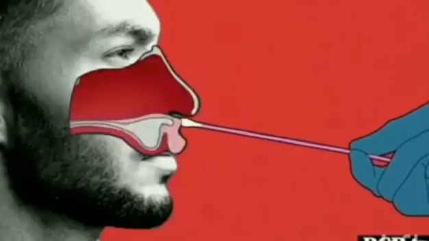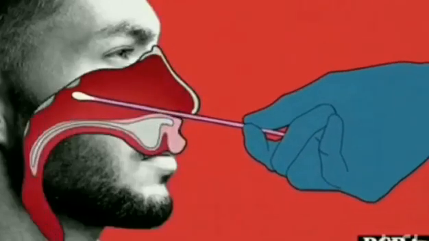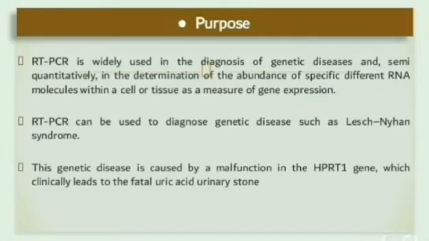The purpose of this test: RT-PCR is widely used in the diagnosis of genetic diseases and, semi-quantitatively, in the determination of the abundance of specific RNA molecules within a cell or tissue as a measure of gene expression. RT-PCR can be used to diagnose genetic diseases such as Lesch-Nyhan syndrome. This genetic disease is caused by a malfunction in the HPRT1 gene, which clinically leads to fatal uric acid urinary stones.